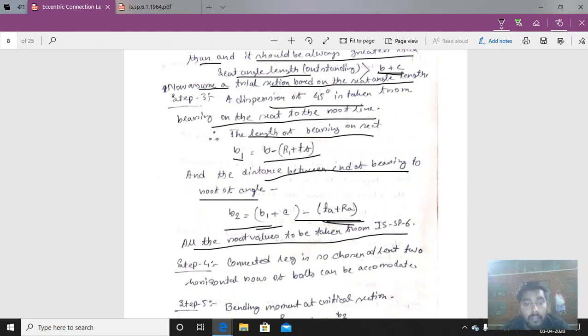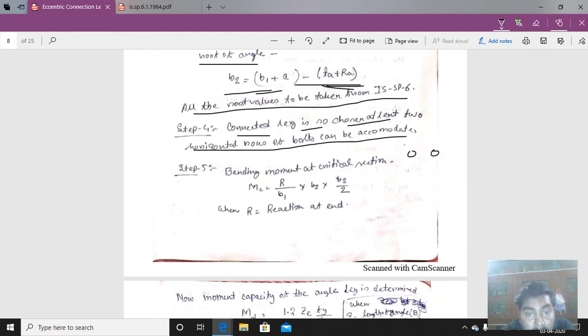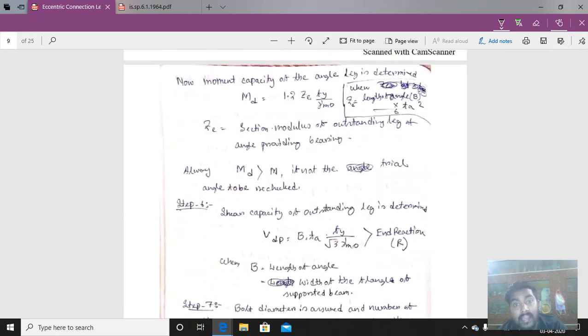Okay, now step number 4: the connected leg is so chosen that at least 2 horizontal rows of bolts can be accommodated. So for that, the pitch value has to be known. If we know the pitch value, then we can determine the connected leg length, so that 2 horizontal rows of bolts can be accommodated in that case. Now step number 5. The bending moment at the critical section is determined by the formula BMC equals R by B1 into B2 divided by B2 by 2, where R is the reaction acting at the end.